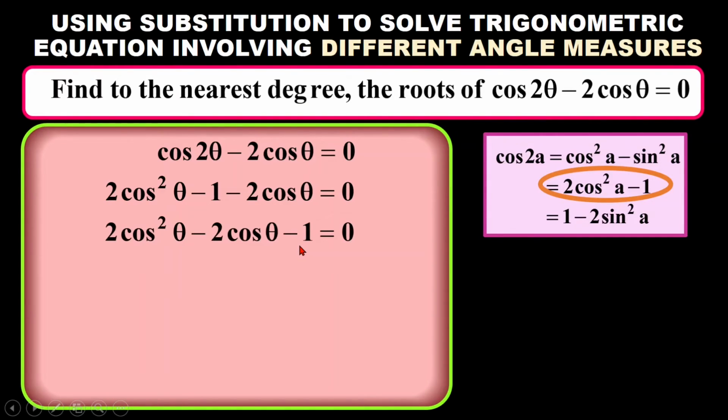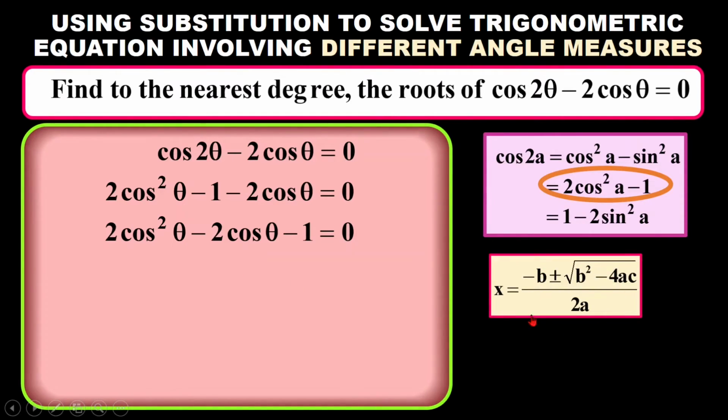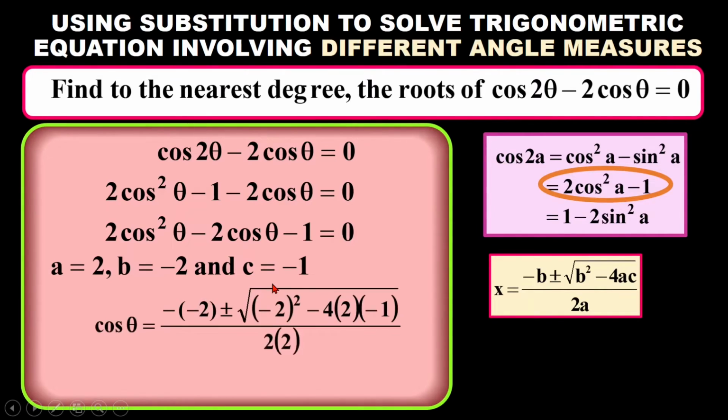I will rearrange this, and then I will see, can I factorize this one? If I can't, then I need to use the quadratic formula. So that is my formula over there. I need my A, my B, and my C. Once I'm done with this, I'm going to dump it in and calculate. So I have cos theta equals 1.366, or cos theta equals negative 0.366.